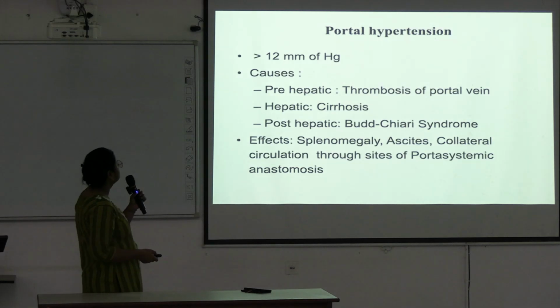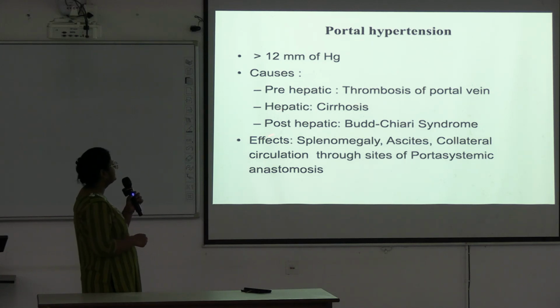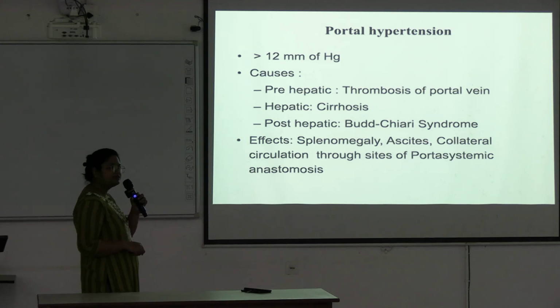Next, in portal hypertension, the pressure is more than 12 millimeter of Hg or more than 40 millimeter of water, and these are the causes. Pre-hepatic cause is thrombosis of portal vein, hepatic cause is cirrhosis, post-hepatic is Budd-Chiari syndrome. These are the main causes, and effects are splenomegaly, ascites, and collateral circulation through sites of portosystemic anastomosis.